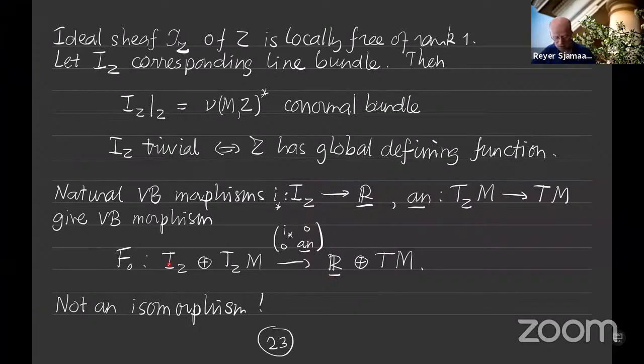It's block diagonal, that's a sum of two vector bundle maps. In the upper left, we just have the map induced by the inclusion. And in the lower right corner, we have the anchor. Now, away from the hypersurface, that's an isomorphism, but on the hypersurface it's not, of course, because the anchor map has a one-dimensional kernel, and this map too has a one-dimensional kernel. So there's a two-dimensional kernel along the hypersurface.